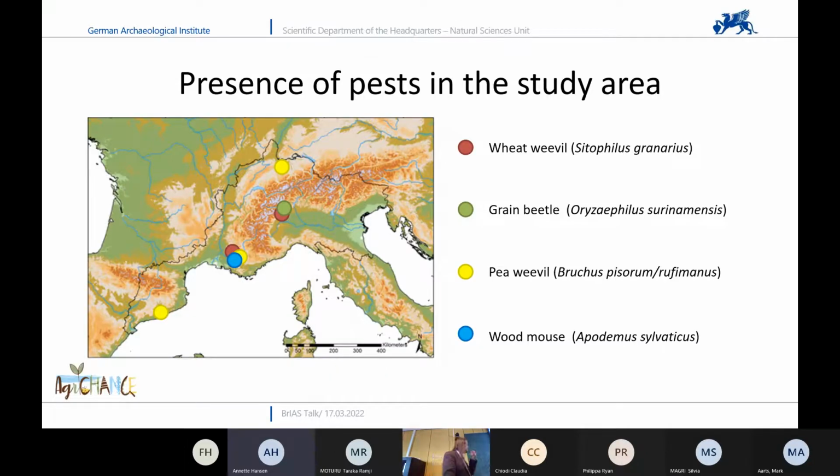So again, a short glimpse into our results. Once you look for these remains, they certainly appear. So we've not only found remains of wheat weevil and the grain beetle, so Oryzaephilus surinamensis, and this was only found in the southern Alps in Italy, but the wheat weevil was found at both sides of the Maritime Alps, can't remember how they call them now. We also found the pea weevil in several areas. And at one particular site, we also think the wood mouse found a niche as a crop pest, and that it was probably like that until the common mouse arrived into our area.